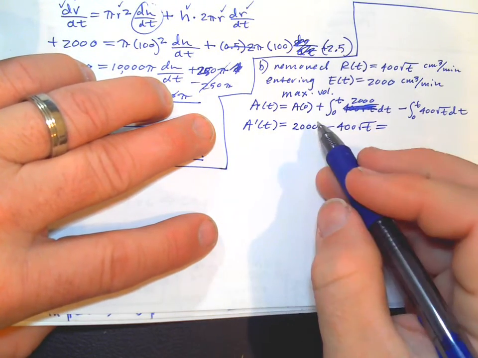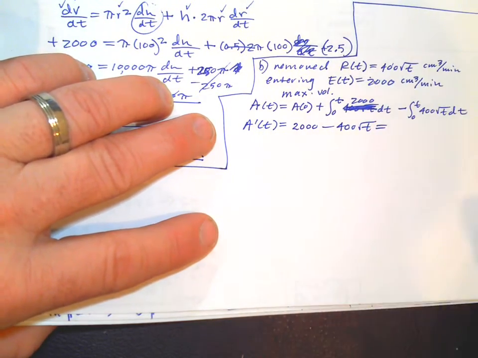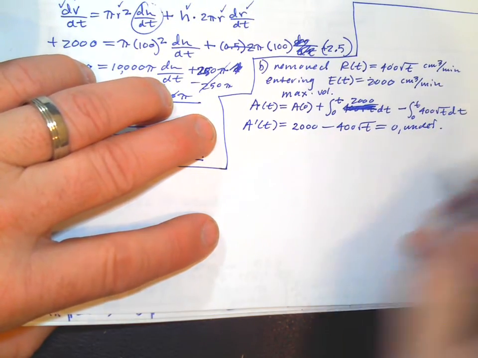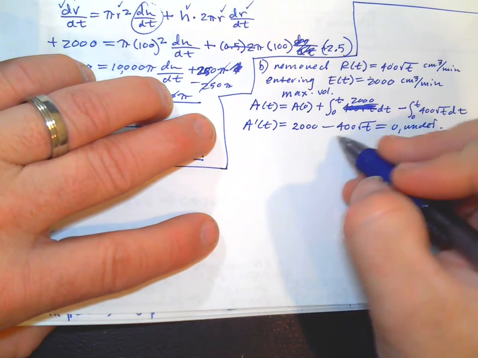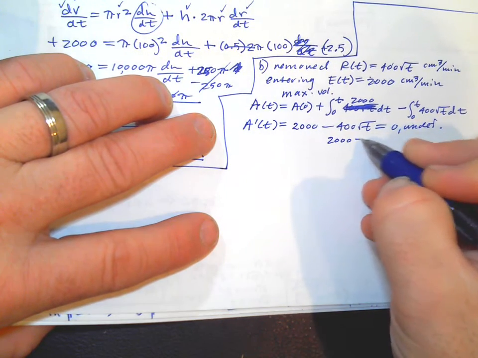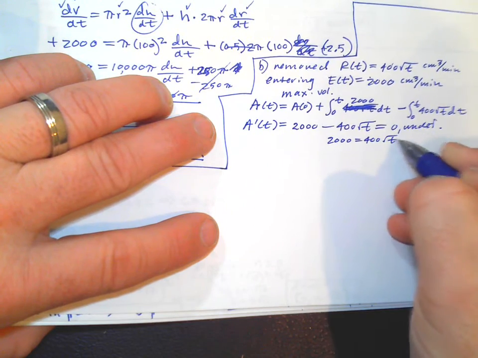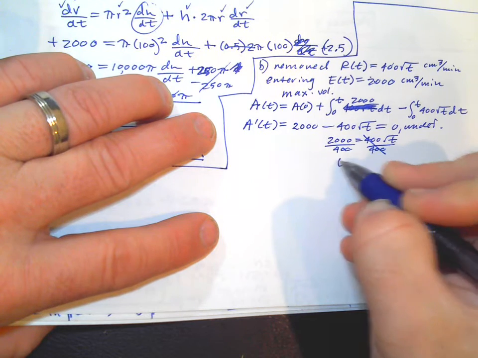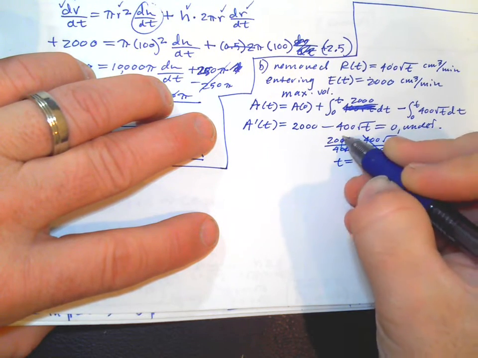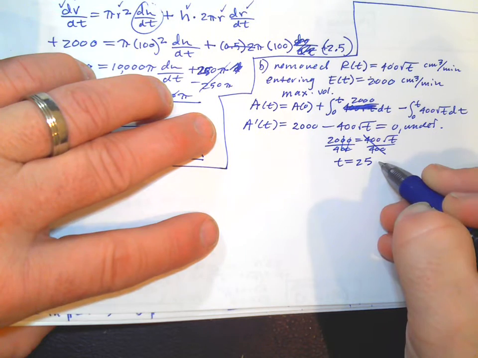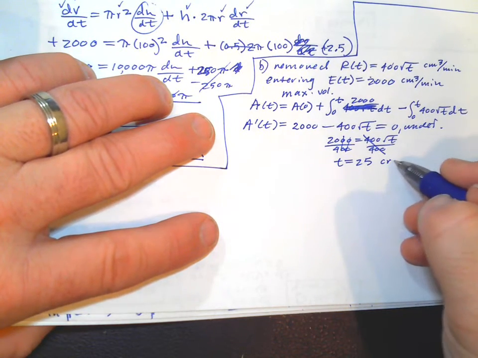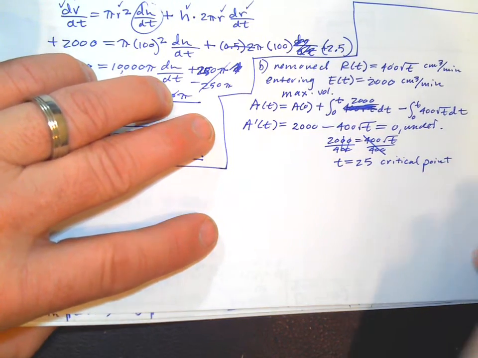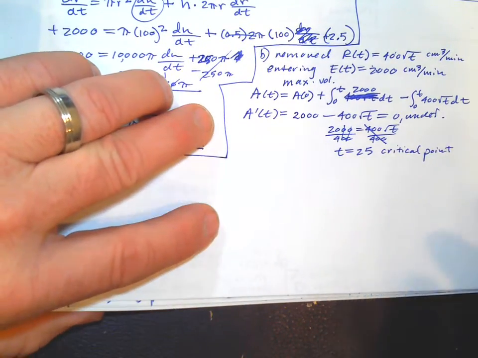Which also makes sense. The overall rate is the incoming rate minus outgoing rate, right? And we're going to set it equal to 0 or undefined to find critical points. So this is all work you need to show. So 2,000 equals 400 square root of t, divided by 400, so t equals 25. This is our critical point.